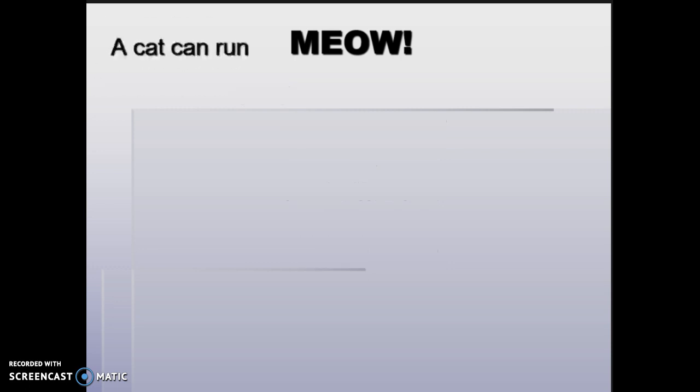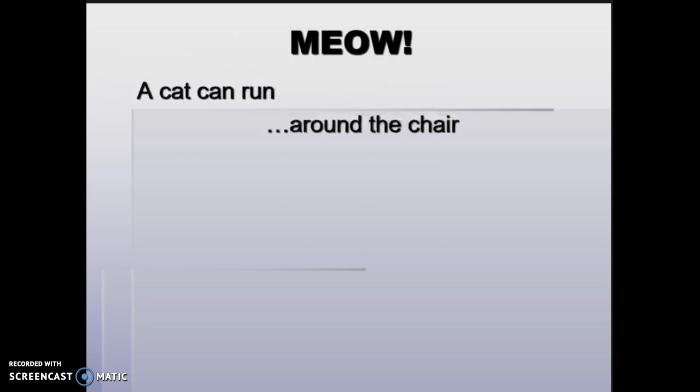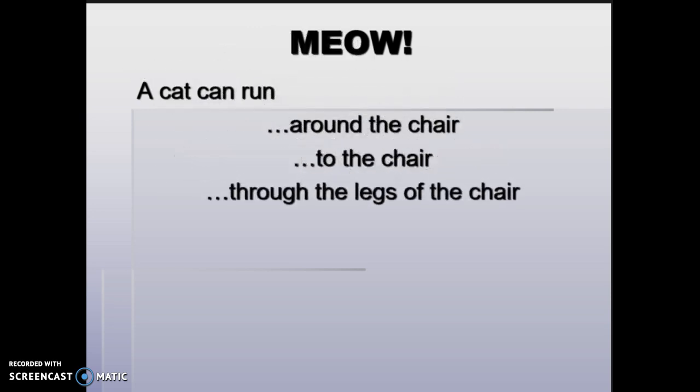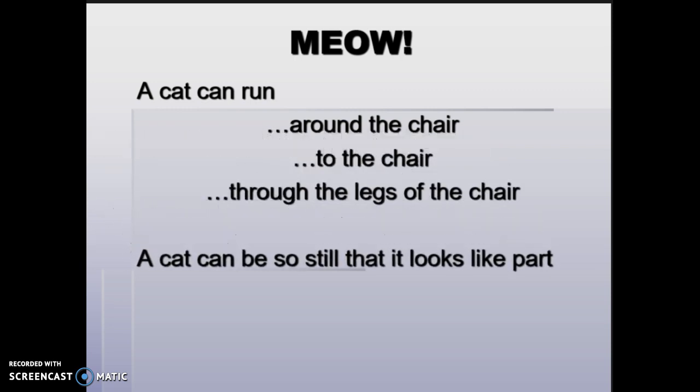Other things it can do, also action and movement: a cat can run around the chair, to the chair, through the legs of the chair. And this one was tough to do. It doesn't really have a good category to fit into, but it says a cat can be so still that it looks like part of the chair. So "of" is one of those prepositions that is tough to remember because it doesn't really fit in those categories as obviously as some of the other ones do.